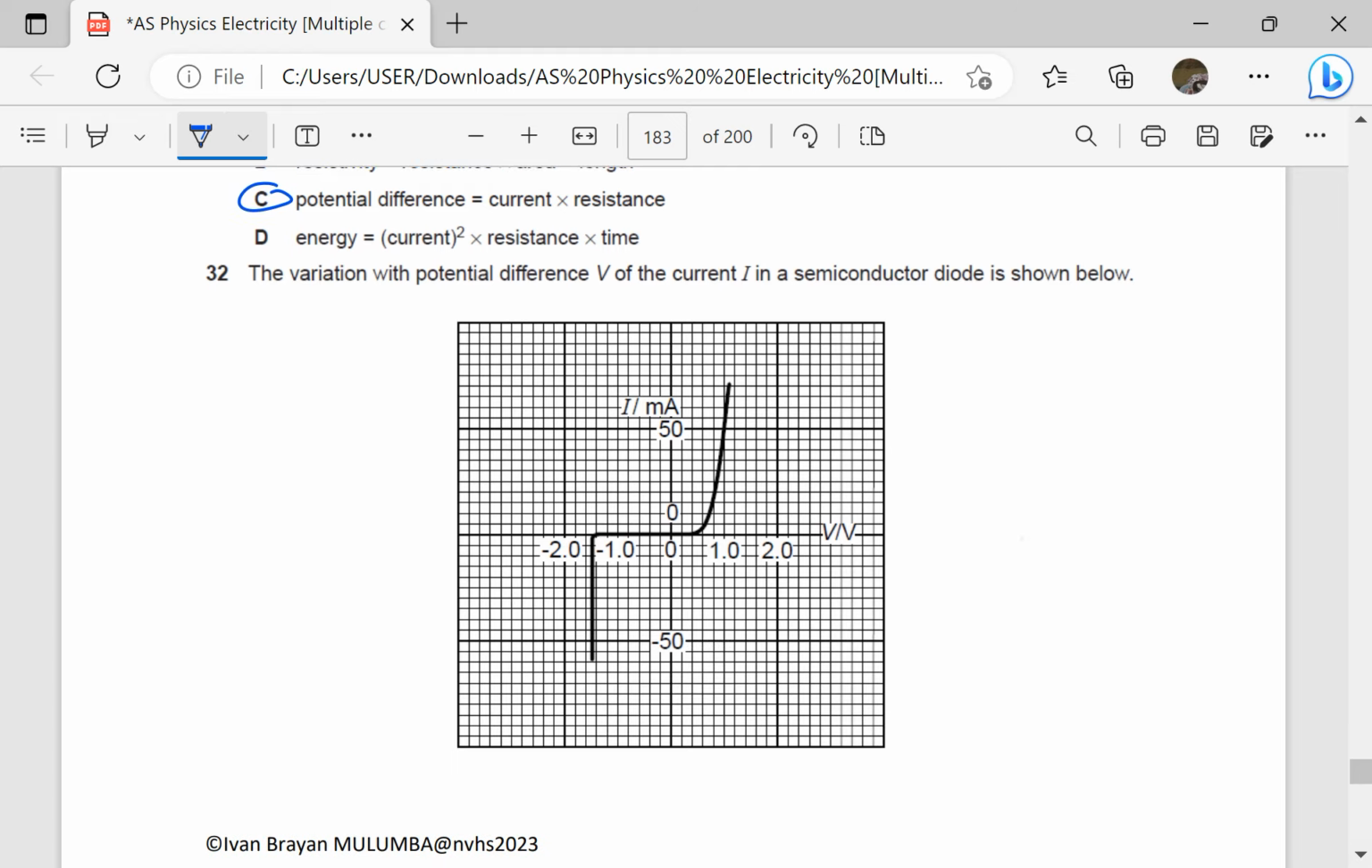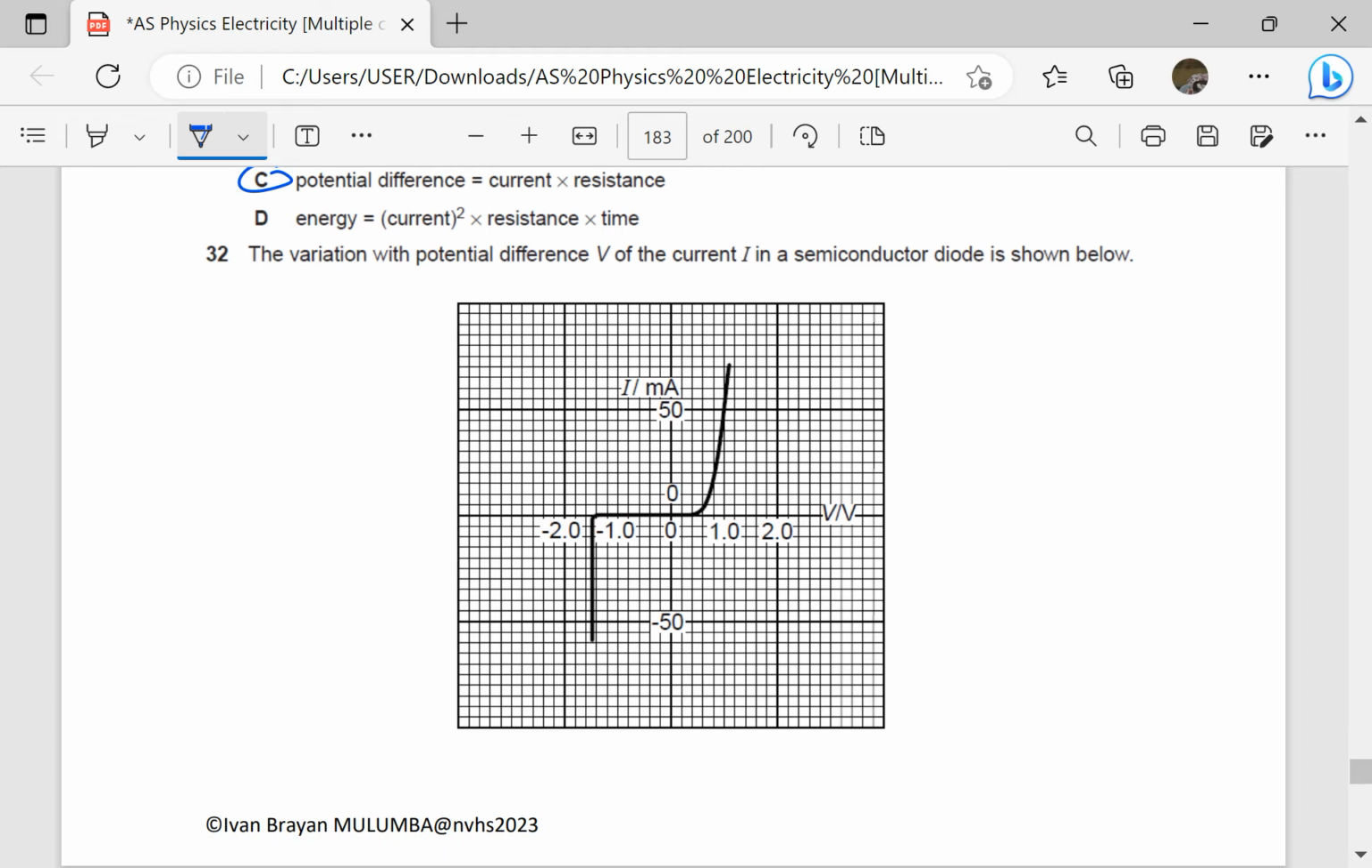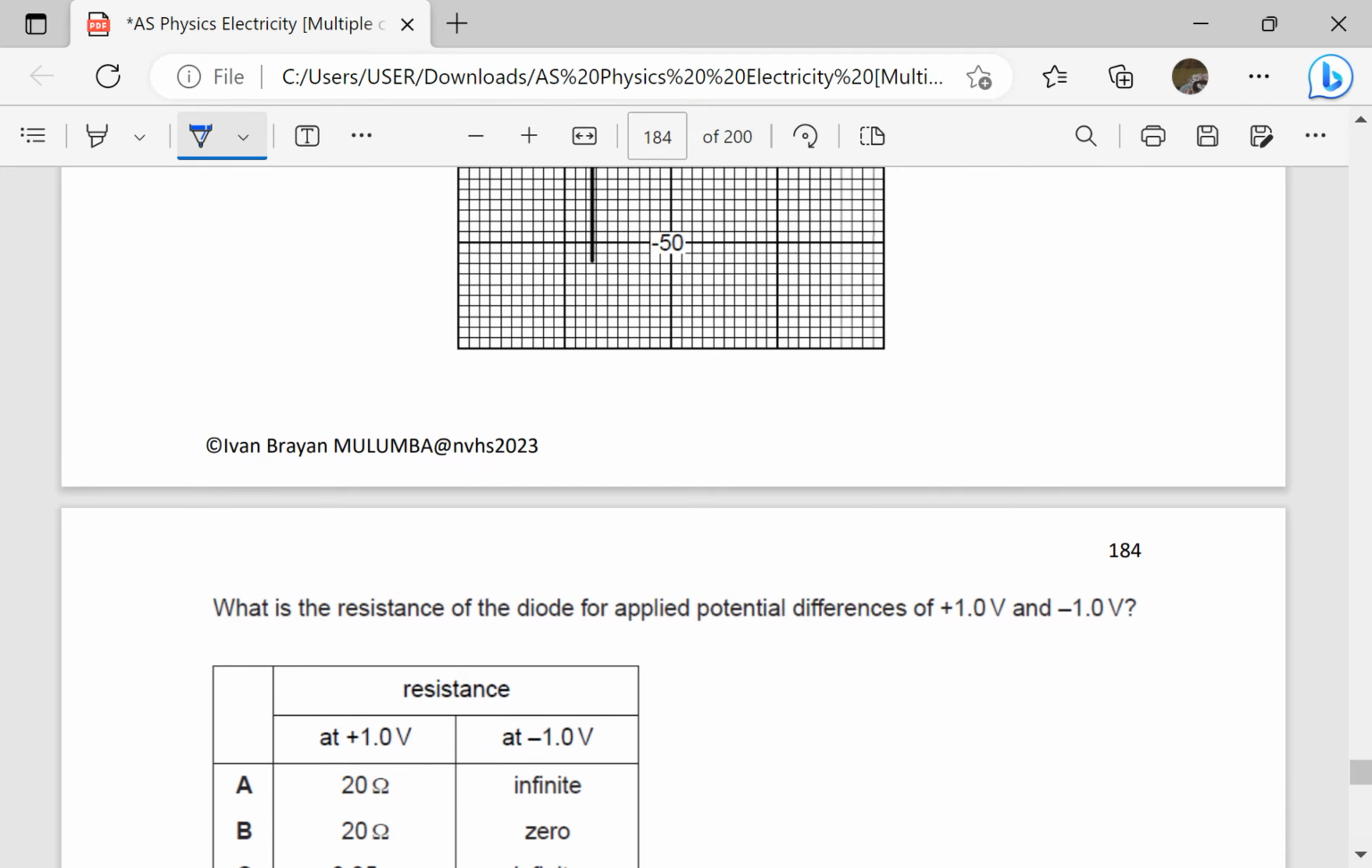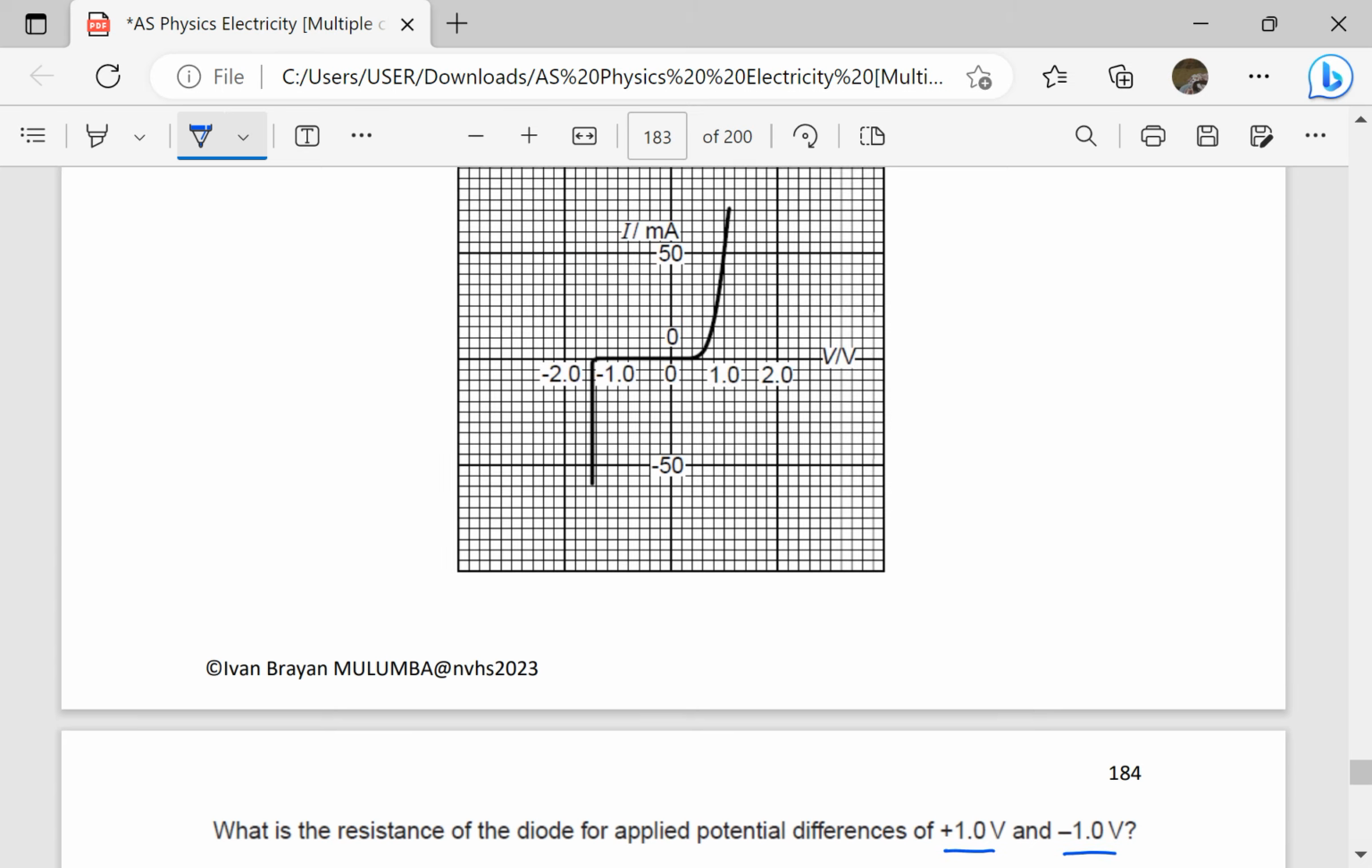The variation with the potential difference V of the current I in a semiconductor diode is shown below. What is the resistance of the diode for applied potential difference of positive 1 volts and negative 1 volts? So negative 1 is, I think, here. Negative 1 is showing that the current is 0. I think that means resistance is equal to infinity for negative 1 volt. Then positive 1 volt is here, which is showing that the current is 50 milliamperes.